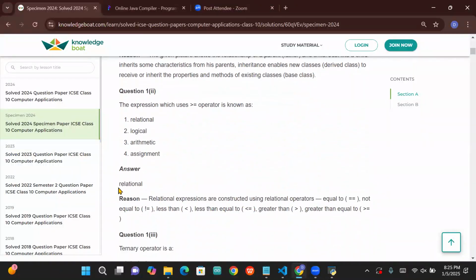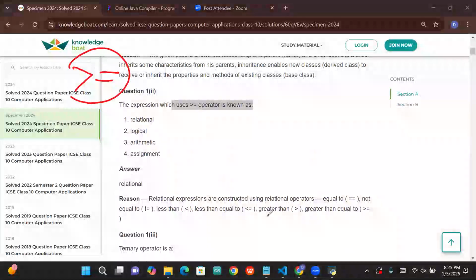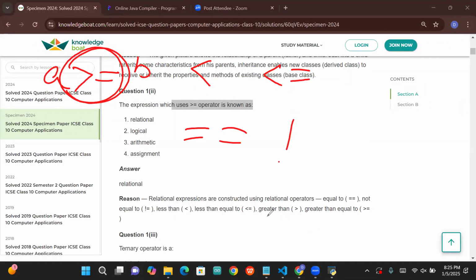Now coming to the second question. The expression which uses the greater than equal to operator is known as. So this greater than equal to means you are comparing, there is some relational thing, right? You are relating something with A. A is greater than equal to B. Less than equal to, equal to, not equal to, all these are relational operators. You are relating A with B. So this is a relational operator.